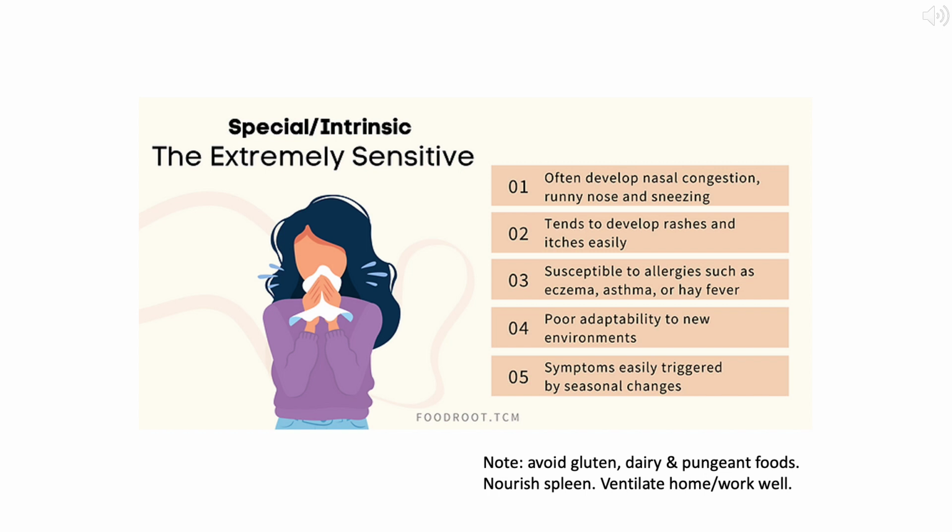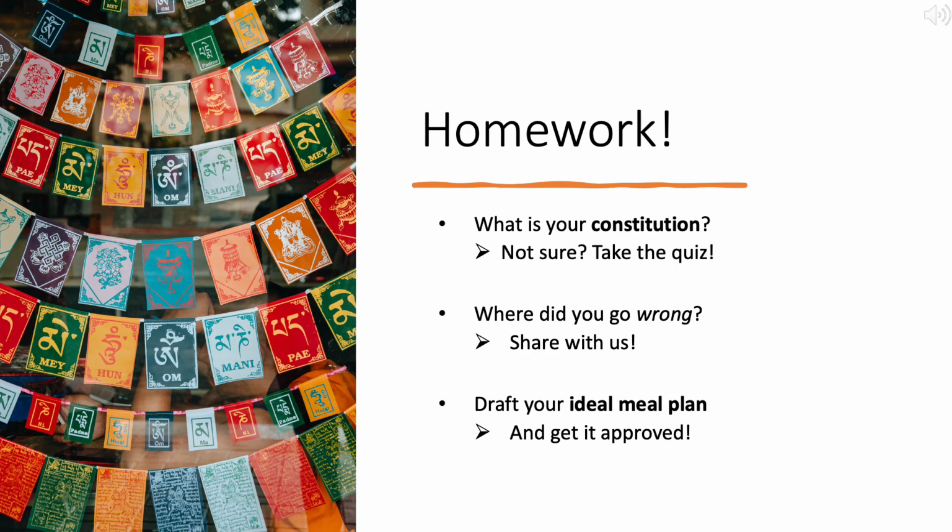So just to give a quick example, yogurt might be okay for this person, but milk and ice cream would be hell. So of course we want to nourish the spleen through a lot of roots, avoiding anything sweet or greasy, and also to keep the air that they're breathing well ventilated and clean. So definitely avoid indoor spaces for too long unless they're well ventilated. All right, that sums it up. So those were the 9 constitutions.